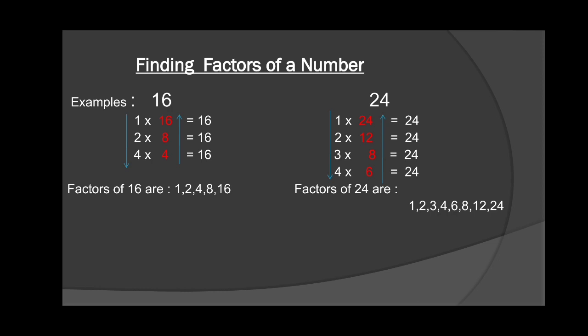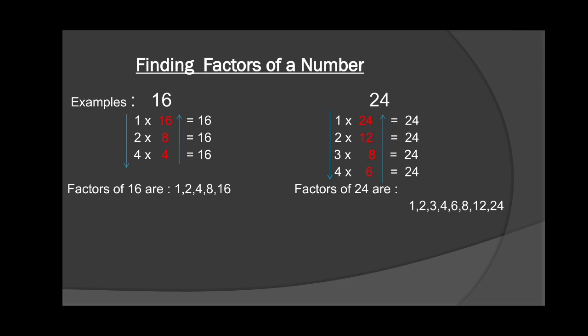Next, after 2 the number is 3. 16 is not divisible by 3 because if you see the divisibility rule for 3, 1 plus 6 equals 7. 7 is not divisible by 3. So 16 is not divisible by 3. Next, after 3 the number is 4. If you multiply 4 by 4, that means 4 4s are 16. So here we got our result as 16. After 4 the number is 5.